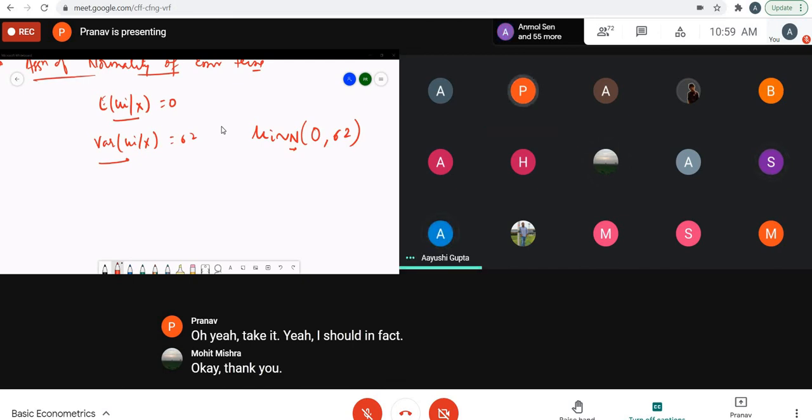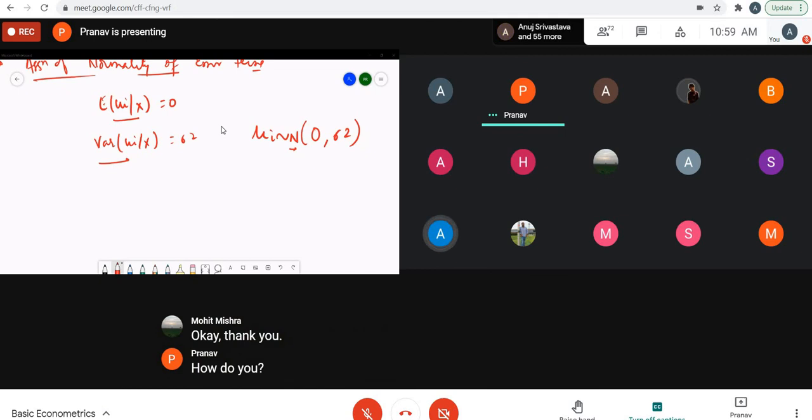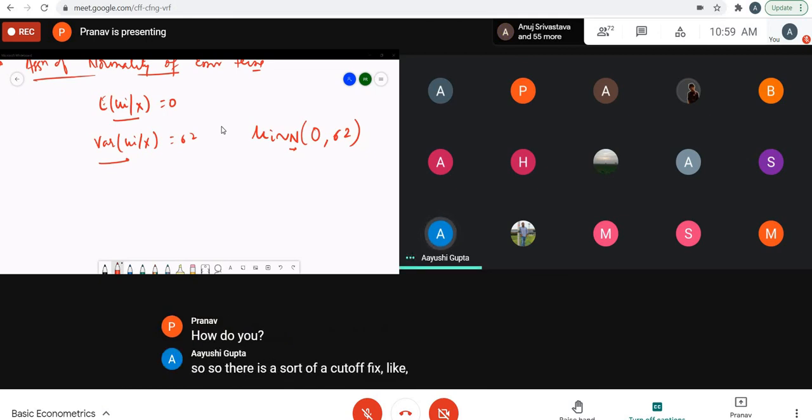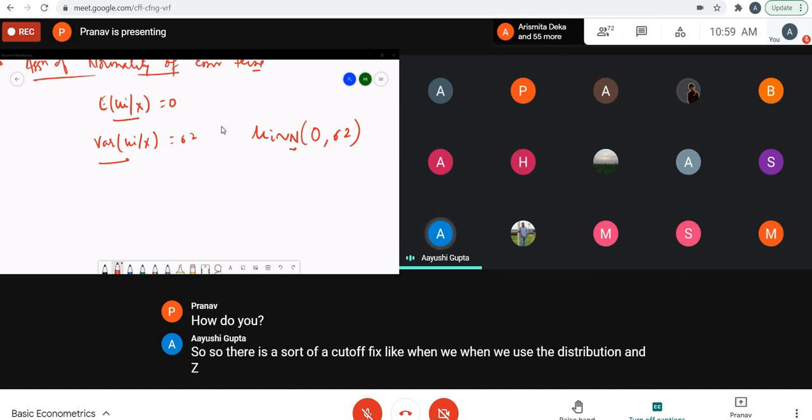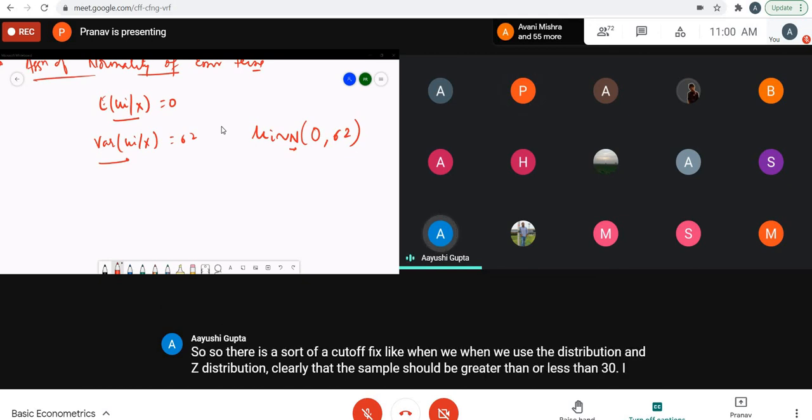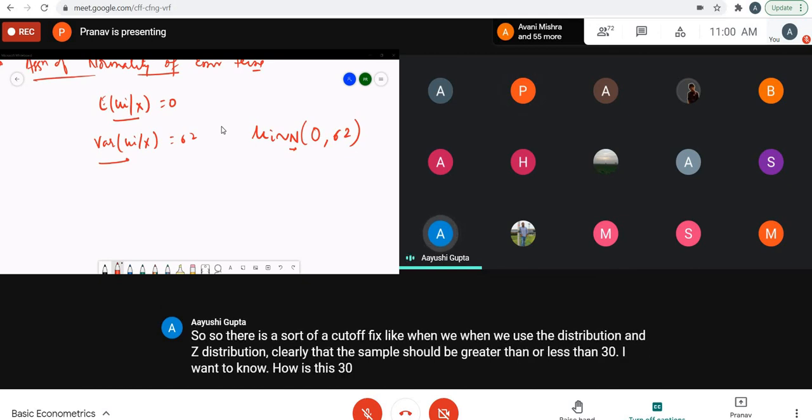Sir. Yes. So there is a sort of a cutoff fix, like when we use T distribution and Z distribution, that the sample should be greater than or less than 30. I want to know how is this 30 being specified?